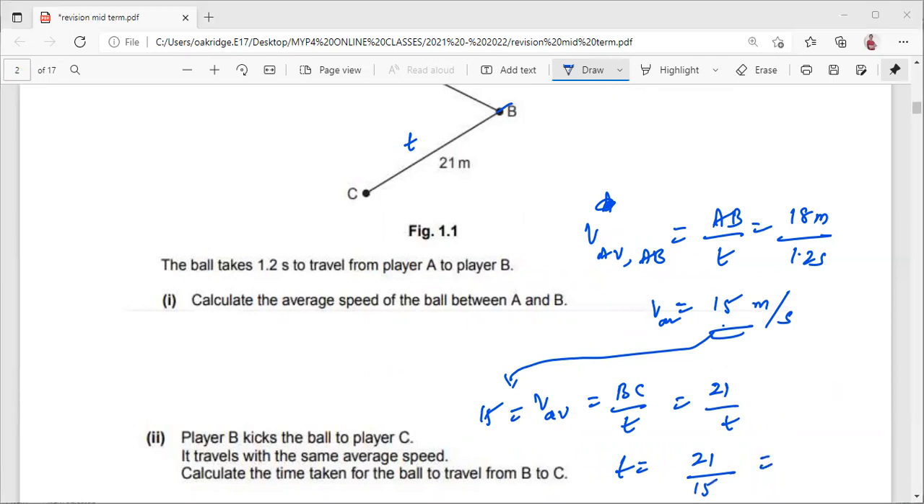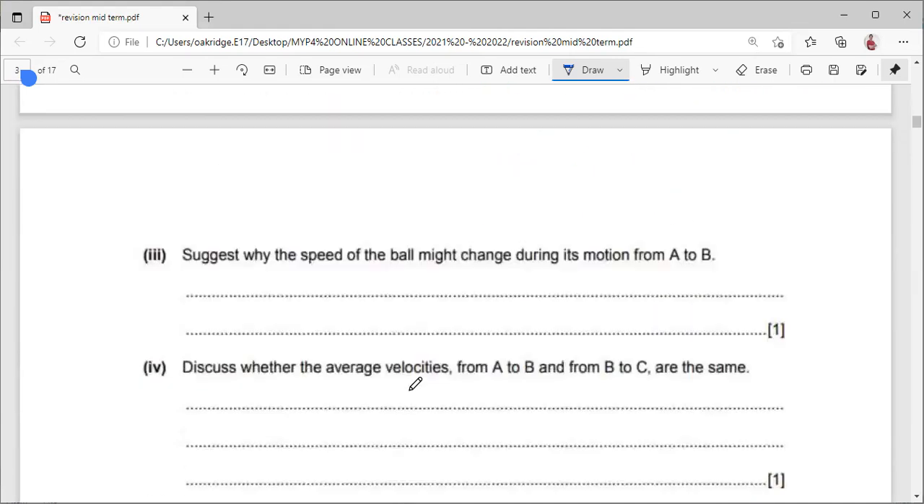Let us find that also. 21 by 15 would be 1.4. Unit, what is the unit over here? See, 21 was in meters. This is meter per second. This is meters. So meter and meter cancel. Second goes afterwards. This is 1.4 seconds. Okay. Then now let us move on to the next one.